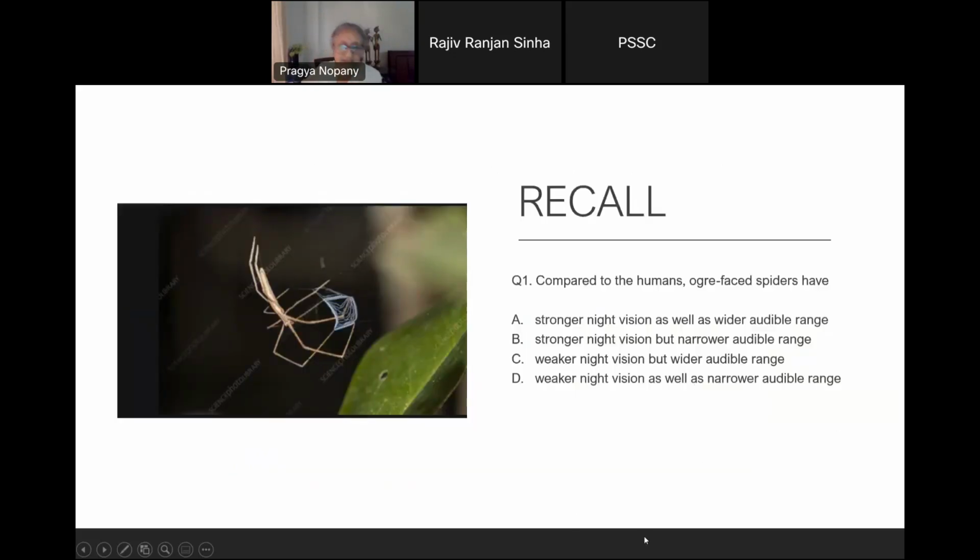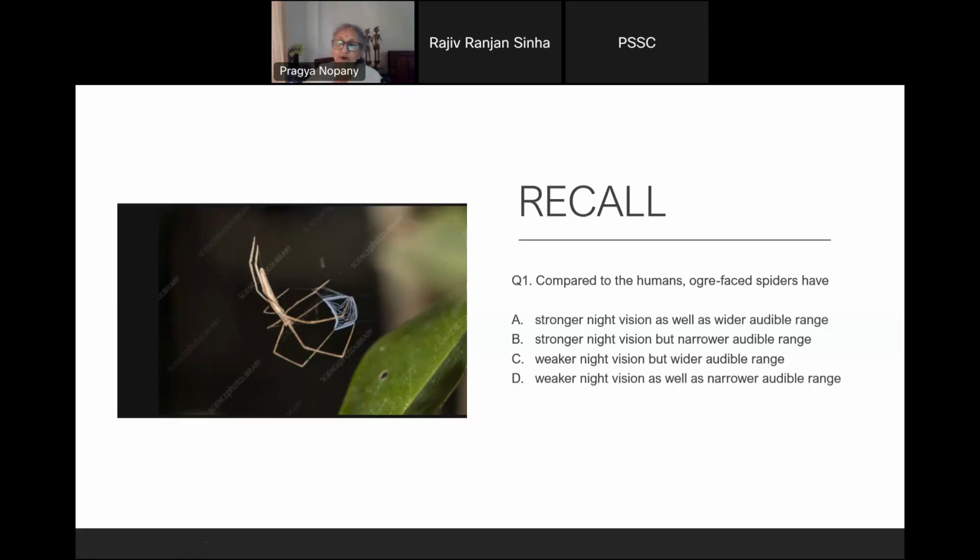Now question, look at the question. This is the first level of Bloom's taxonomy where I wanted the recall question. So what question did I make? Compared to humans, ogre-faced spiders have what? Now look at these four options and you give me the correct answer. Do they have stronger night vision as well as wider audible range as compared to humans? Stronger night vision but narrower audible range? Weaker night vision but wider audible range? Weaker night vision as well as narrower audible range?